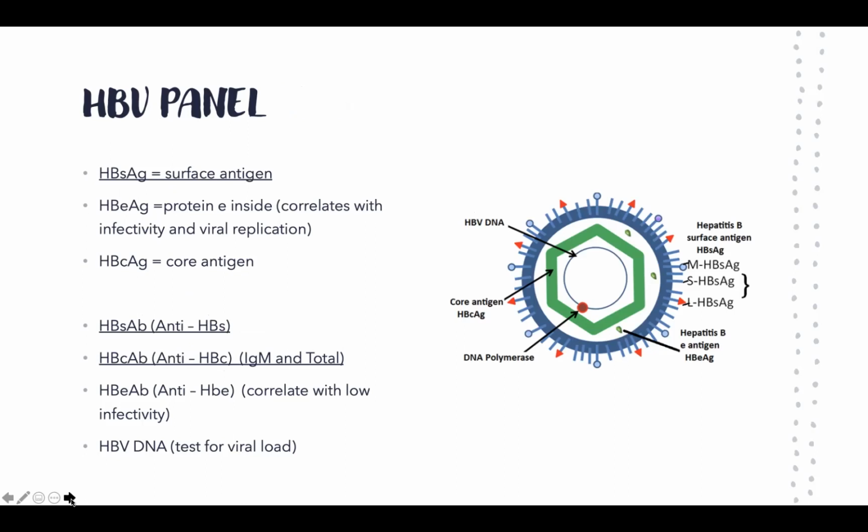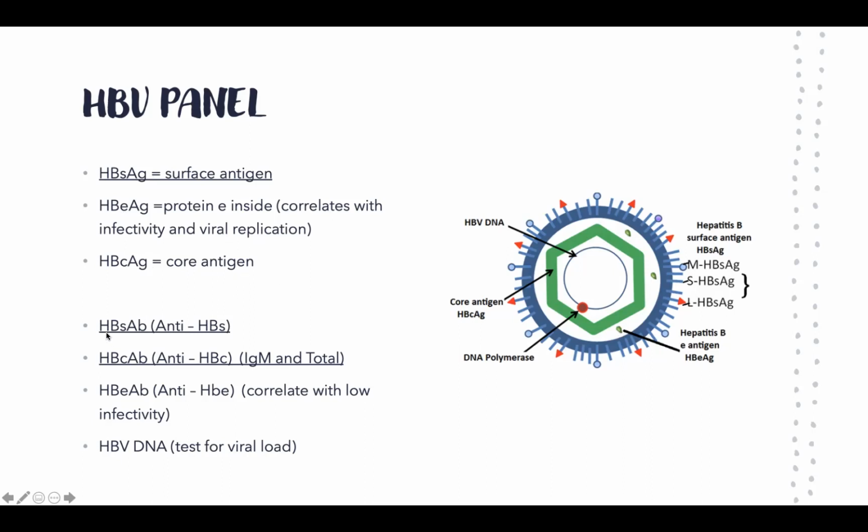Now, hepatitis B is a bit more challenging to understand, but let's go through it. So we've got our surface antigen on the outside, and we've got the protein E on the inside. So here's our protein E, and this correlates with infectivity and viral replication. When it's elevated, we know that the virus is actively reproducing because this gets ejected out of the viruses and is more present in the blood that we can detect. The core antigen sits inside the virus, and this is generally not detected in the blood, so there's no point testing for it.